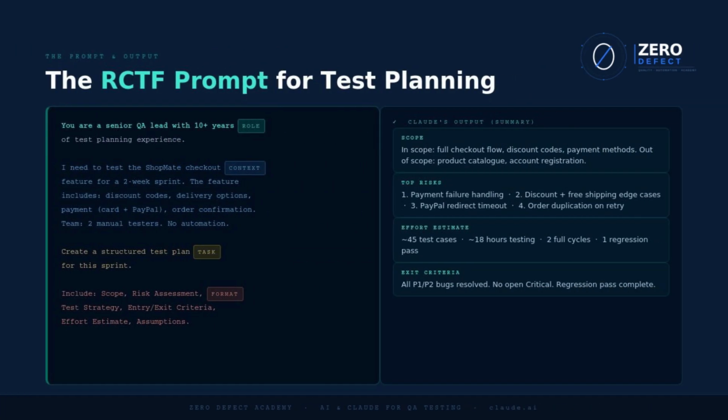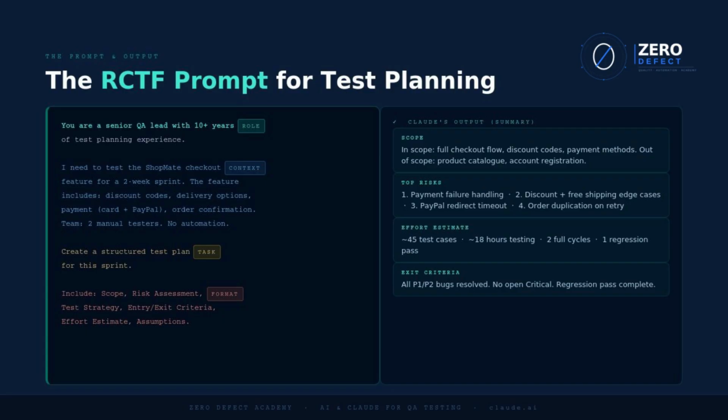Here's the prompt. Role, Senior QA Lead with 10 years of test planning experience. Context. We describe the ShopMate checkout feature, what it includes, how long the sprint is, and how many testers we have. Task. Create a structured test plan for this sprint. Format. We list every section we want back.